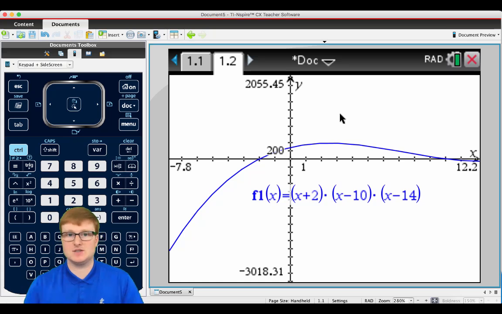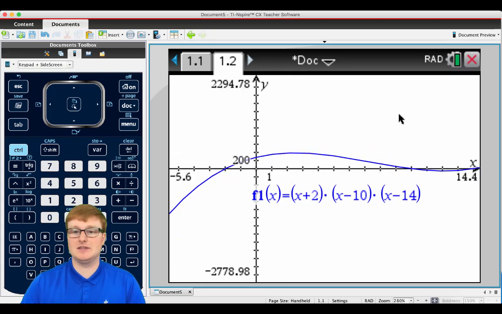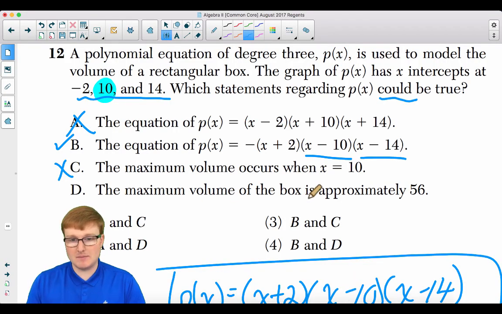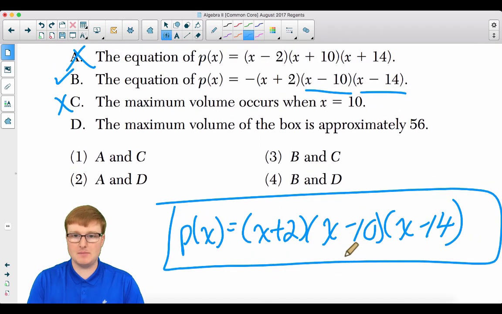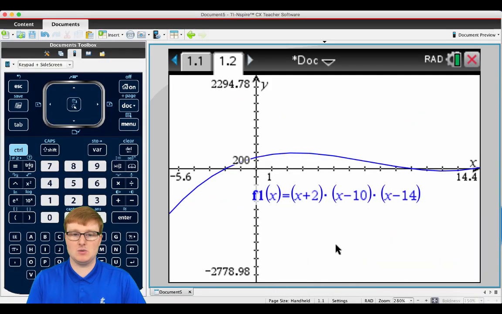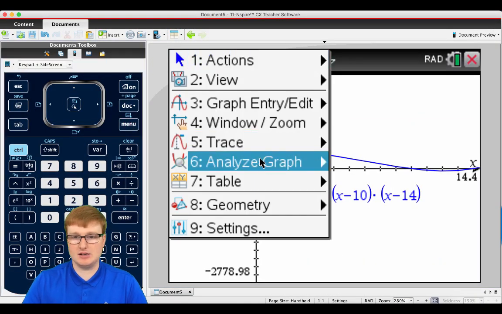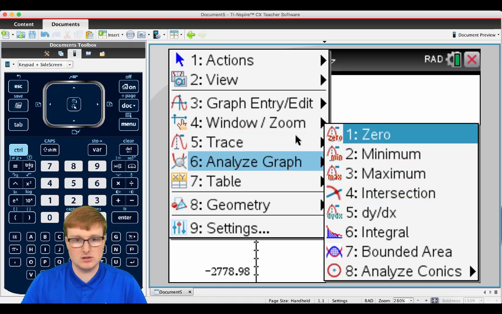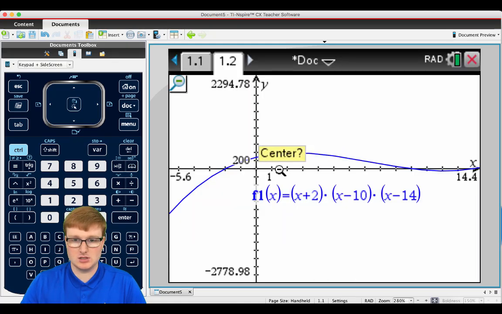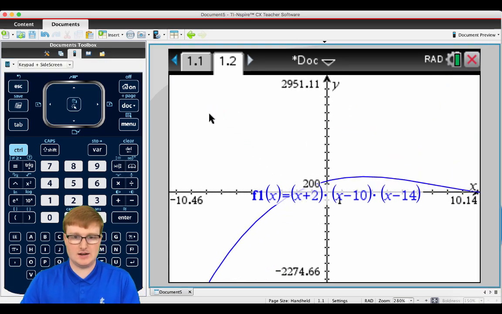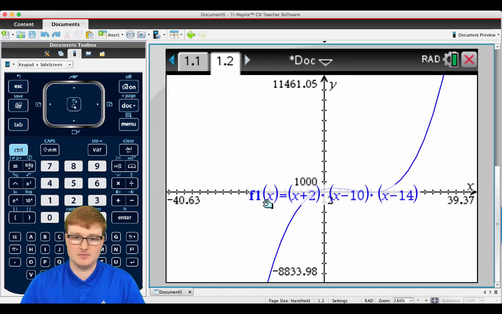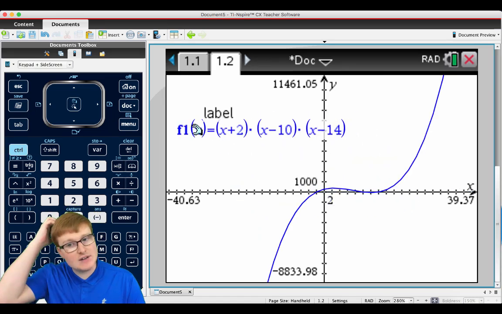It would be nice if they gave us a specified domain, but this is a relative max in here, and somewhere up there is some infinite amount. The maximum volume of the box is approximately 56. So let's find the maximum y value on this graph. Let me zoom out here just a little bit. Zoom, window zoom, zoom out. Let me just make sure. Okay, so this definitely does go off in the infinite direction forever. But you can't have an infinite box.